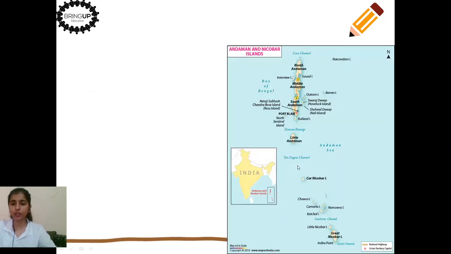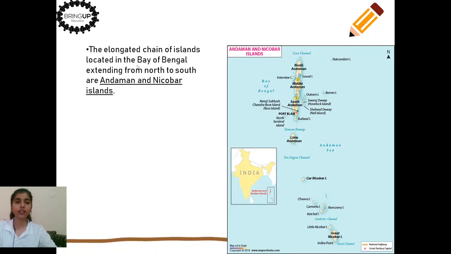Now we have Andaman and Nicobar Island. So in this map over here, you can see in the east side we have the Andaman and Nicobar Islands in the Bay of Bengal. The elongated chain of islands located in the Bay of Bengal extending from north to south are Andaman and Nicobar Island. So it is a long chain of islands. We have a small group of islands, but it is in the form of a long chain, and it is located in the Bay of Bengal. So extending from north to south we have Andaman and Nicobar. In the north you can find the Andaman Islands, and in the south we can find the Nicobar Islands.